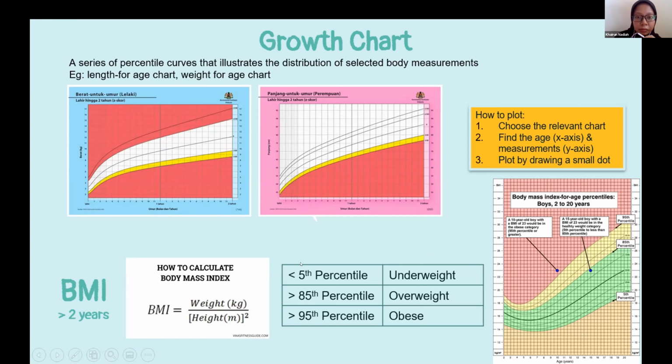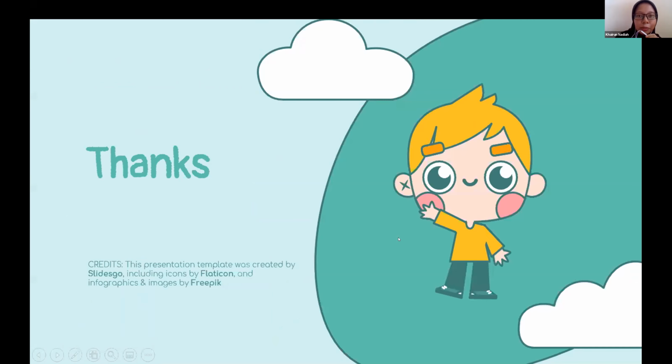So if the value is less than the 5th percentile, it is categorized as underweight. If the value is more than the 85th percentile, it is categorized as overweight. And if the value is more than the 95th percentile, it is categorized as obese. I think that's all from me.